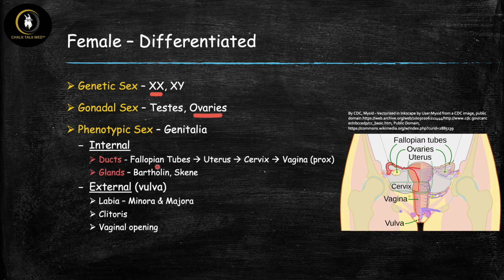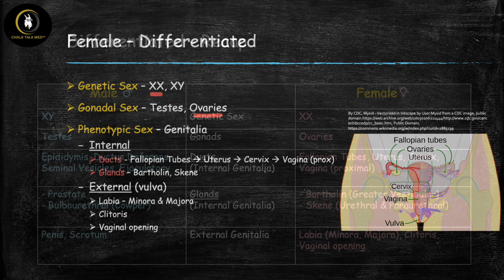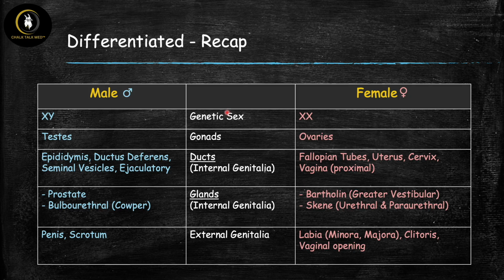And then there are two glands, the Bartholin gland and the Skene glands, and these are very important for making secretions. And then the external genitalia here is also known as the vulva, and it has three main parts. It has the labia, which is the labia minora and majora, the clitoris, and then obviously the distal portion of the vagina.